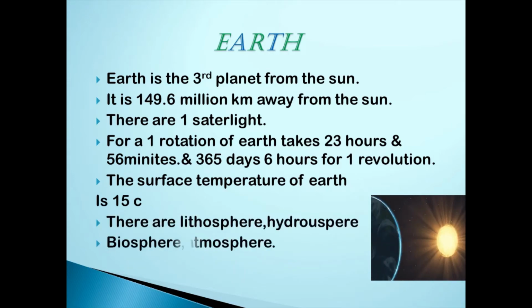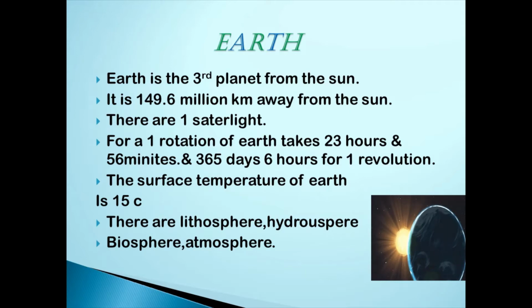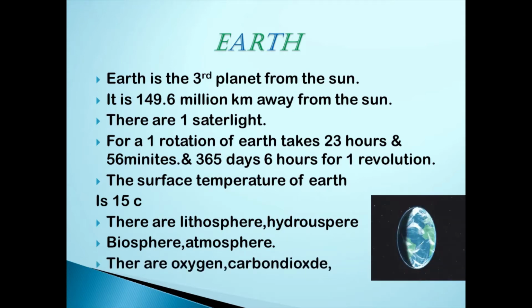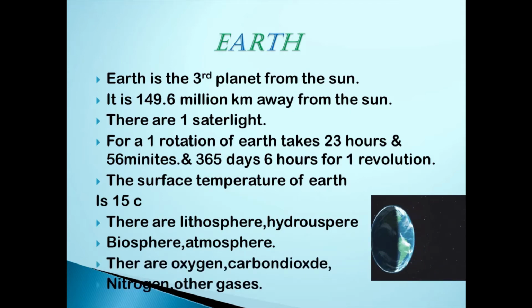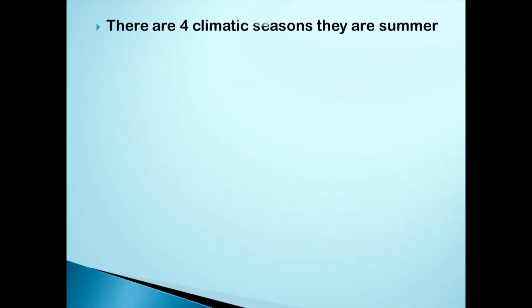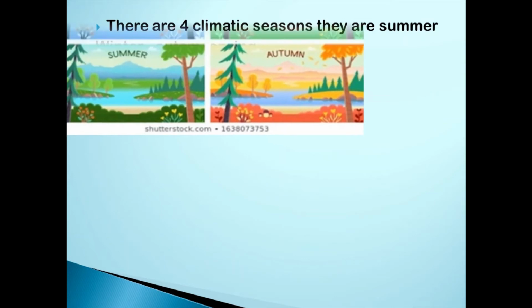There are lithosphere, hydrosphere, biosphere and atmosphere. There are oxygen, carbon dioxide, nitrogen and other gases in the atmosphere. There are 4 climatic seasons. They are summer, winter, autumn and spring.